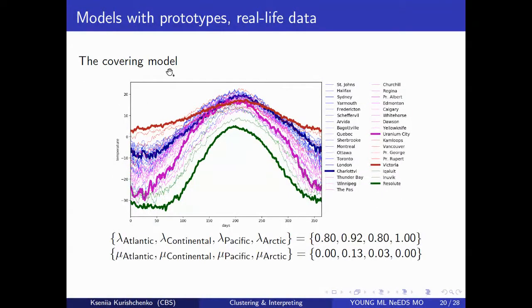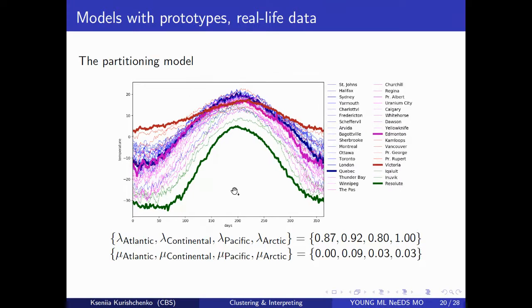So the covering model gives us these prototypes, and here is the quality. By quality, I mean how many total true positives and false positive cases we have per cluster with these chosen explanations. Here we can have perfect clusters, which means that we have 100% of true positives and 0% of false positives, which is good. The partitioning model gives us slightly different results, but still the quality is good.